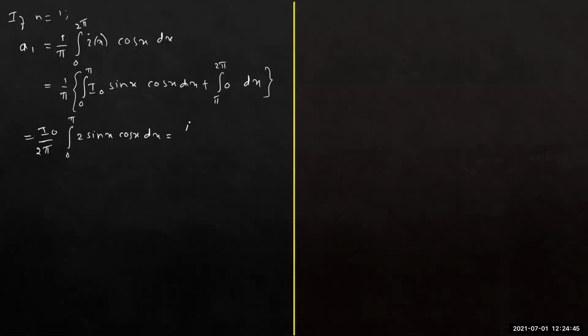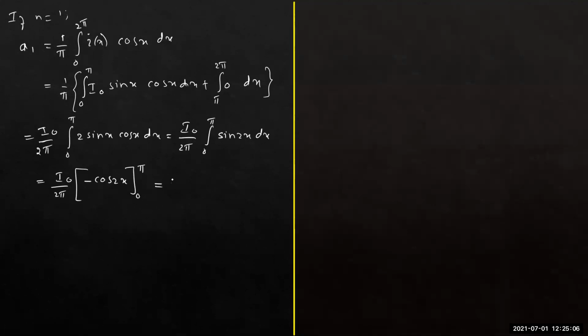So it can be written as I naught by 2 pi, integration from 0 to pi, 2 sin x cos x is sine 2x dx. So when you integrate sine 2x, you know how much you'll get? I naught by 2 pi into... When you integrate sine 2x, it is minus cos 2x with the limits from 0 to pi.